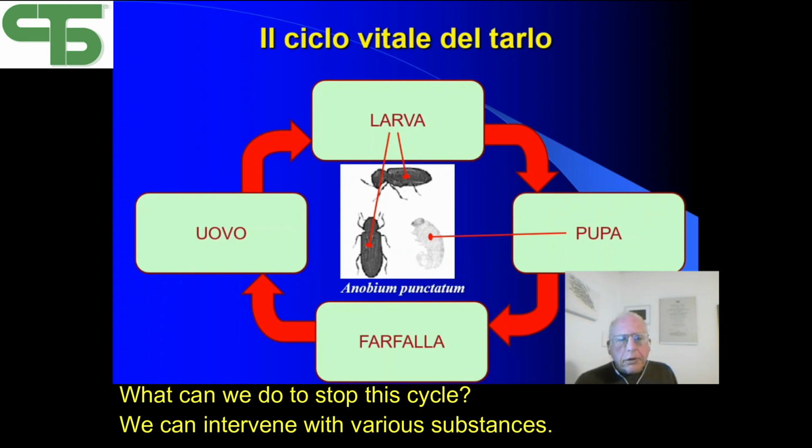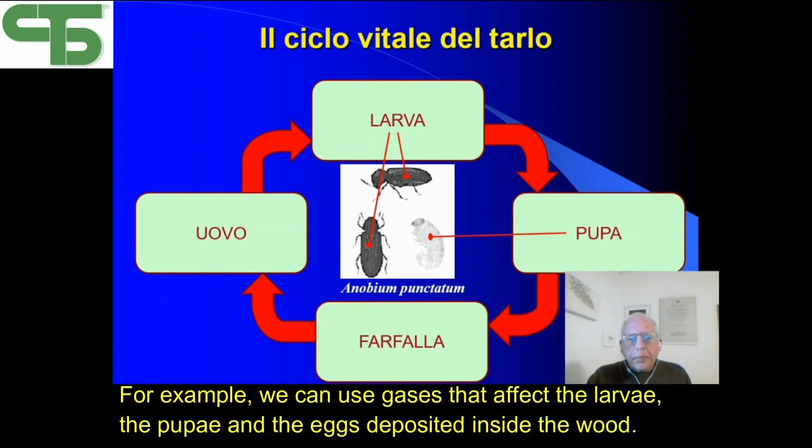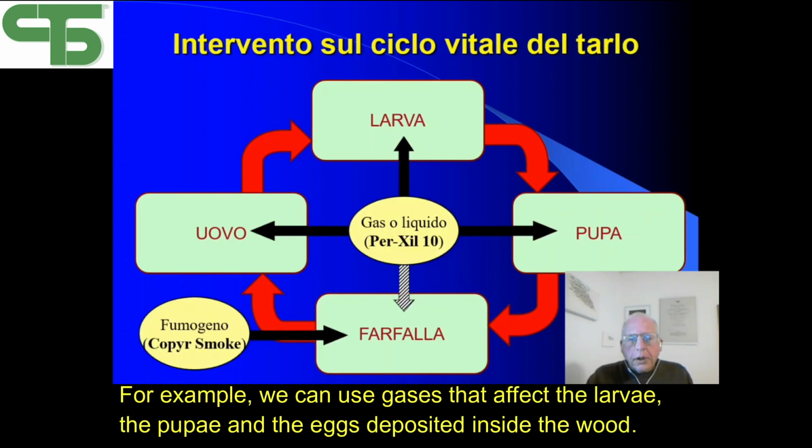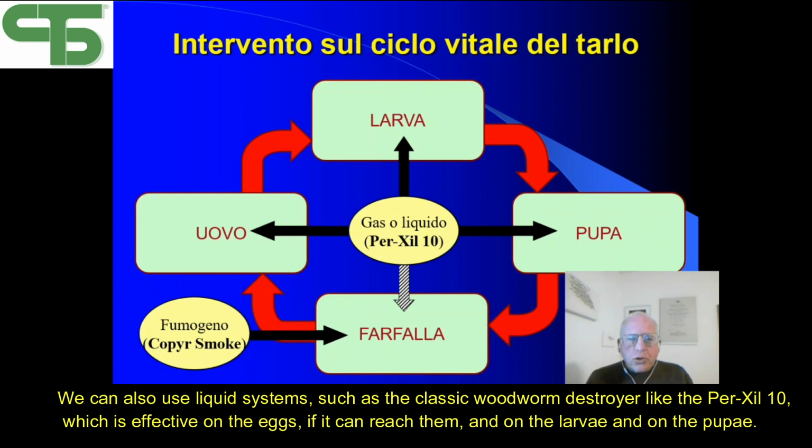What can we do to stop this cycle? We can intervene with various substances. For example, we can use gases that affect the eggs deposited inside the wood, as well as the larvae and the pupae. And we can also use liquid systems such as the classic woodworm destroyer like the Perxil 10, which is effective on the eggs if it can reach them, and on the larvae and on the pupae, of course.